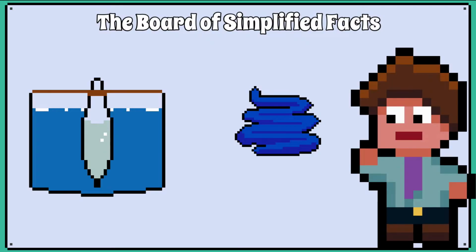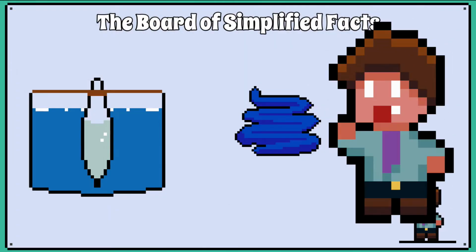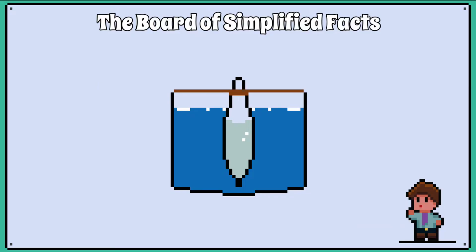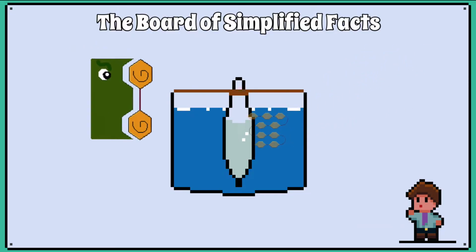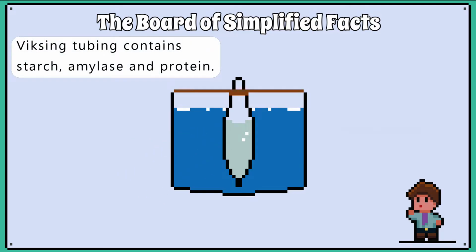Visking tubing can model the small intestine, and exam questions can catch pupils out on this topic as there are many different things they could ask you. Let's put inside the visking tubing some starch, some amylase, and some protein, and then place that now filled visking tubing into a beaker with some pure water.